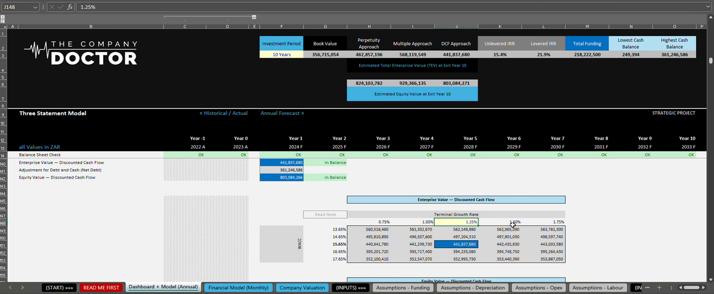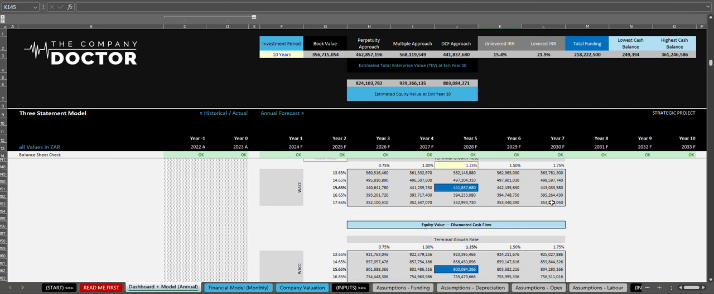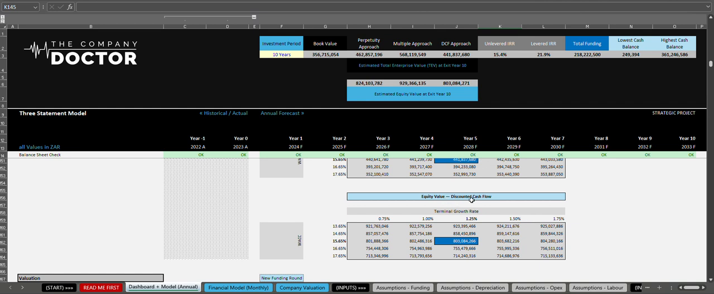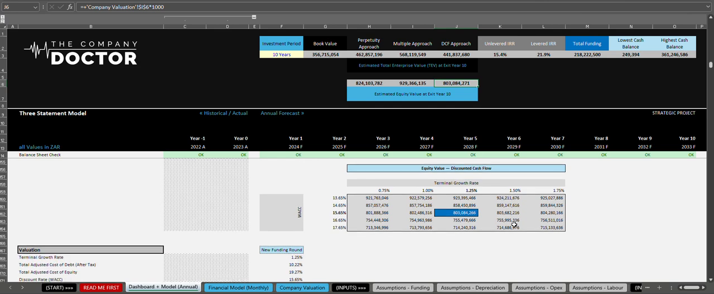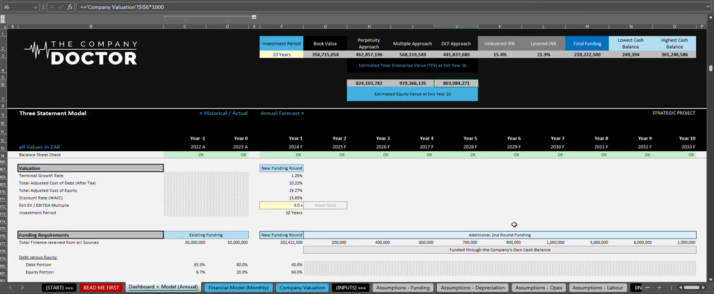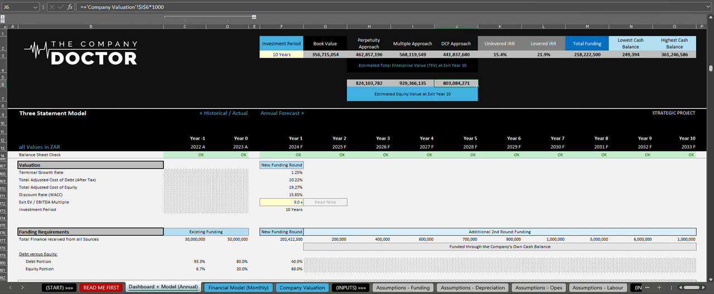So if we go back to a terminal growth rate post forecast of 1.25%, it automatically will show you what the enterprise value is that you can expect there. But also, if you go to the bottom, what the equity value would be. That figure there automatically updates.